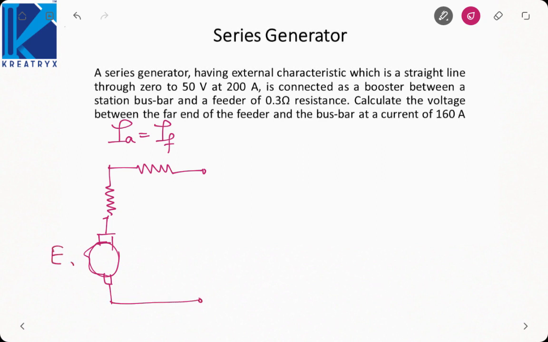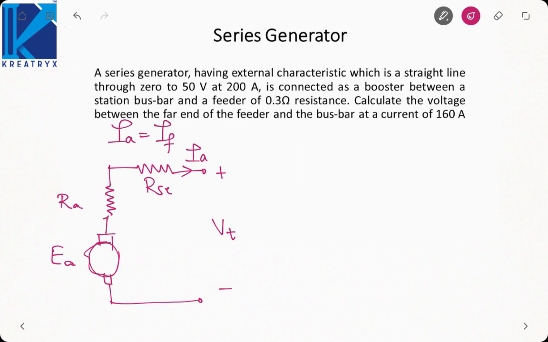This will be our induced EMF, armature resistance, series resistance, armature current and terminal voltage. Now, the basic use of such kind of generator is that they are used as a booster to reduce the voltage drop in a line. So let us see this application by means of a problem.